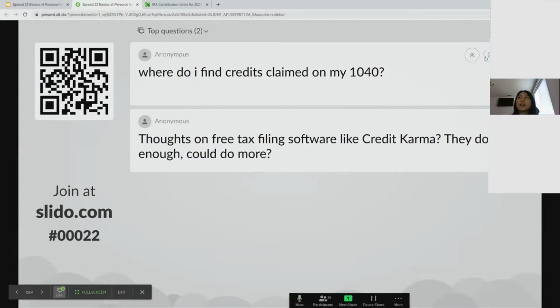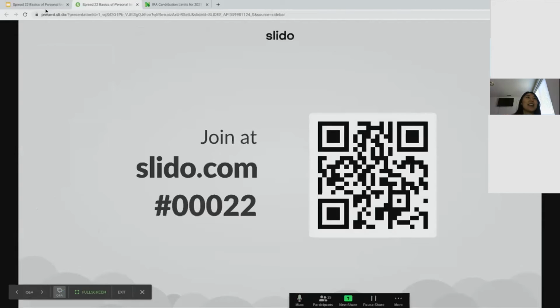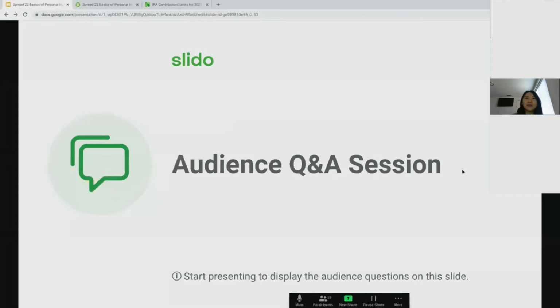Thoughts on free tax filing software like Credit Karma. Do they do enough? Could they do more? We'll actually talk about that later, but personally, I'm not a fan of Credit Karma, but that's just my personal opinion. But we'll talk about that later. Okay, a lot of good questions. Okay, let's go on.